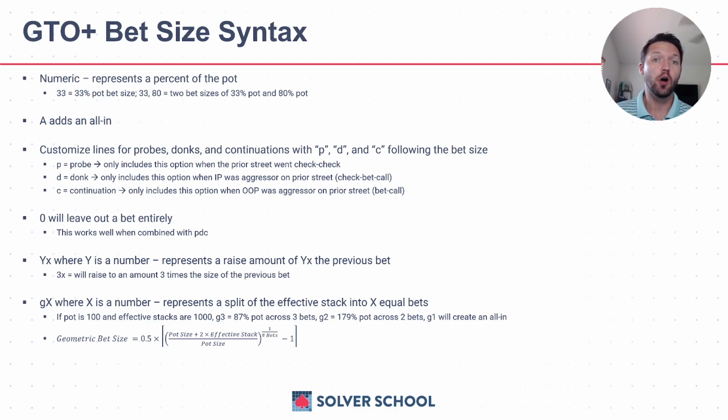So you can use G1 in the same way you would use A, and that would just create an all-in bet. I've also incorporated the formula there for the geometric bet size so that you can actually calculate what that bet size would look like based on the pot size, the effective stacks, and the number of bets in which you would like to spread that over for the course of the rest of the hand. Now let's hop over into GTO Plus and show this example before wrapping up this video.